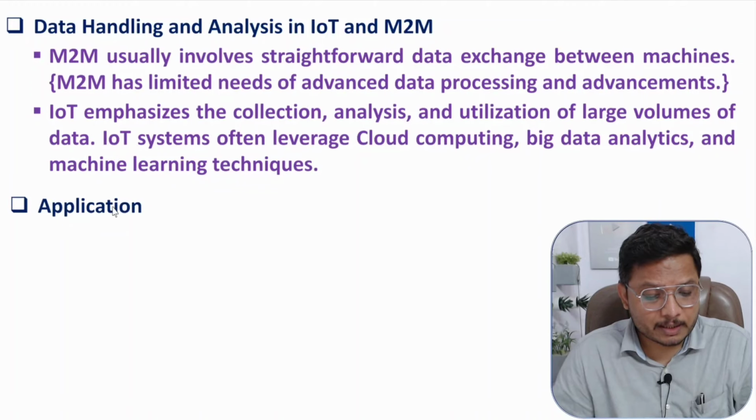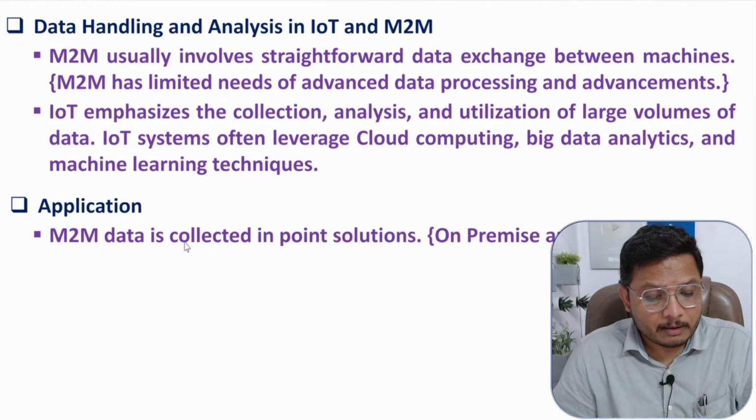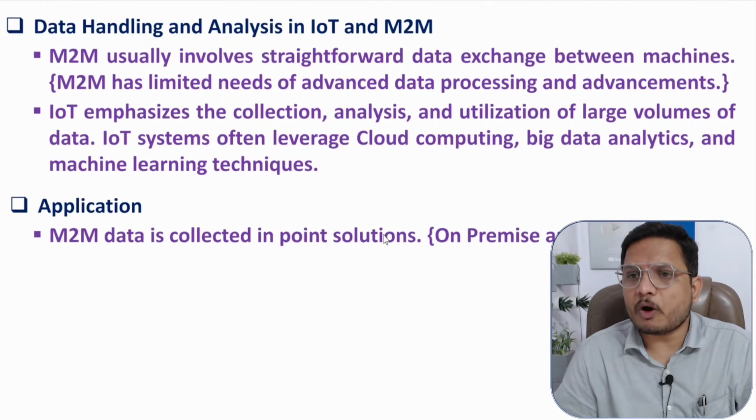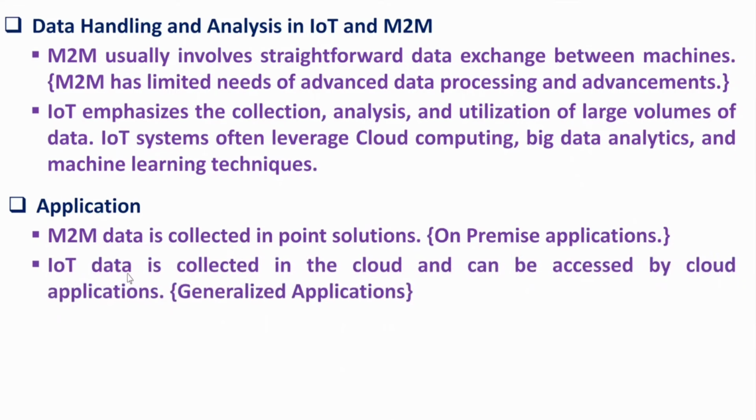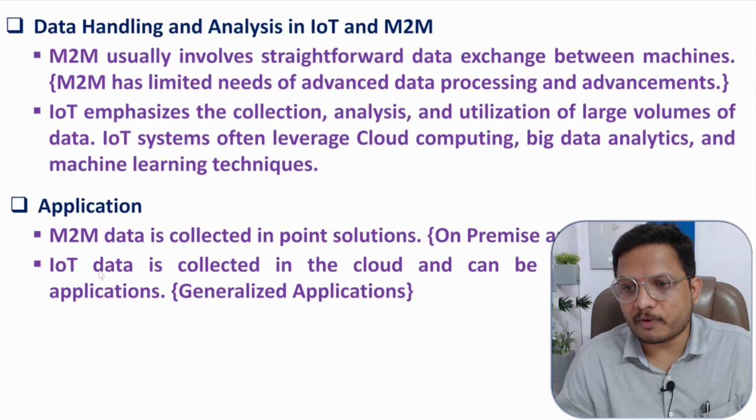When we talk about applications, one should know M2M is providing point solutions, meaning on-premises solutions. So for on-premise applications, we use M2M. While in case of IoT, we can have generalized applications. Why? The reason is all the data given by devices will be there on the internet. So with the use of cloud computing, big data analysis, machine learning, AI, varieties of solutions can be provided. So generalized applications are there with IoT, and generalized solutions also can be provided with the use of IoT.